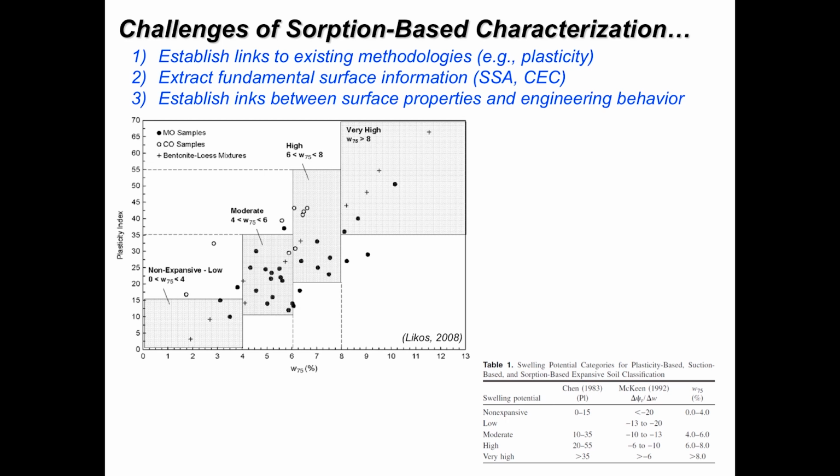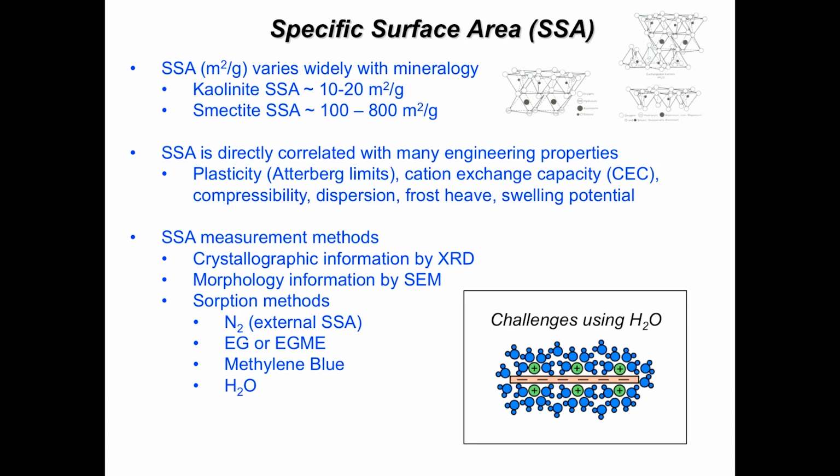Other things that we're working on, which I'll show you in a moment, are how to extract surface area or cation exchange capacity from sorption measurements, and then ultimately how to establish links between surface properties like surface area and cation exchange capacity and engineering behavior, things like compressibility or shear strength or other things that we might be interested in from an engineering standpoint.